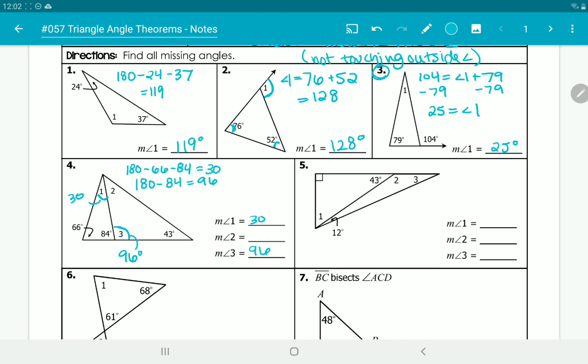And now we can look at angle 2, because if we look at this triangle here, we can see that we have 2 of the angles. So we'll take 180, we'll subtract this 43, and we'll subtract this 96. We'll subtract the other 2 angles in order to determine that the third one in that triangle, angle 2 here, is 41 degrees. And again, make sure you put the little degree symbol.